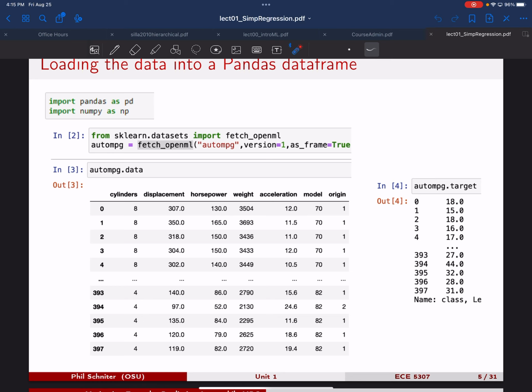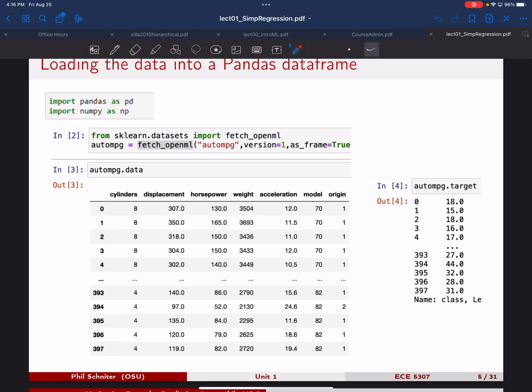I should be a little bit more specific: this outputs AutoMPG, but AutoMPG is actually a structure with 2 main fields in it. One is what it calls the data, which are the things we're using for prediction, and the other is what it calls the target, which is the thing we're trying to predict. So those are two separate fields. This one is a Pandas data frame, and this one is what's called a Pandas series, which is basically a Pandas data frame with a single column. Okay, so that's what we have here.